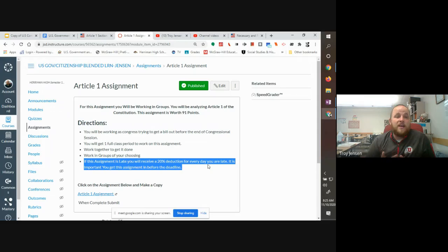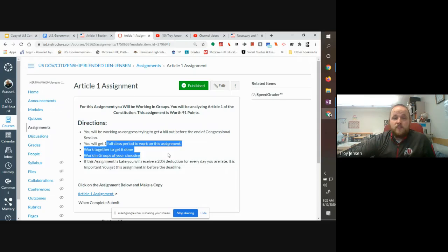You're going to be kind of creating a bill based off your readings of Article 1, okay? You will get 1 full class period to really work on this. So I'm dedicating about 15 to 30 minutes for every class. So it'll equal up to 1 full class period to do this assignment. The big idea behind it is you need to work together to get this done.